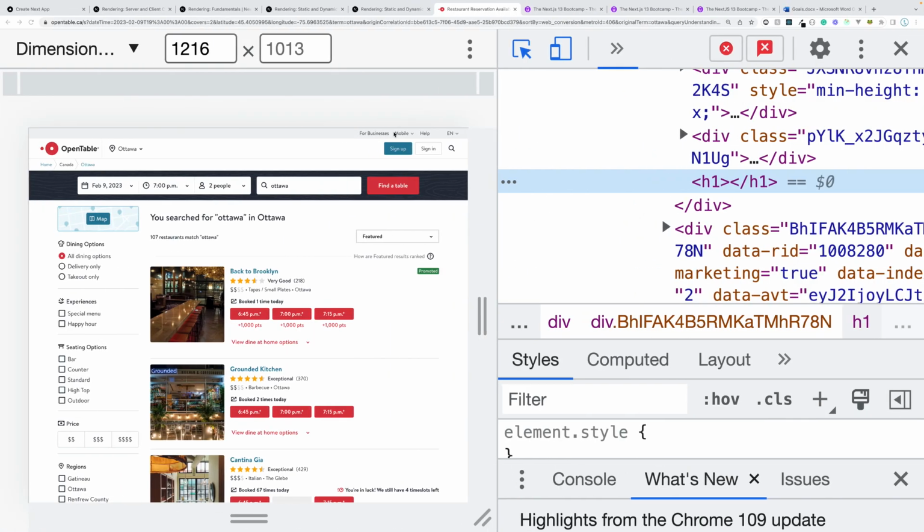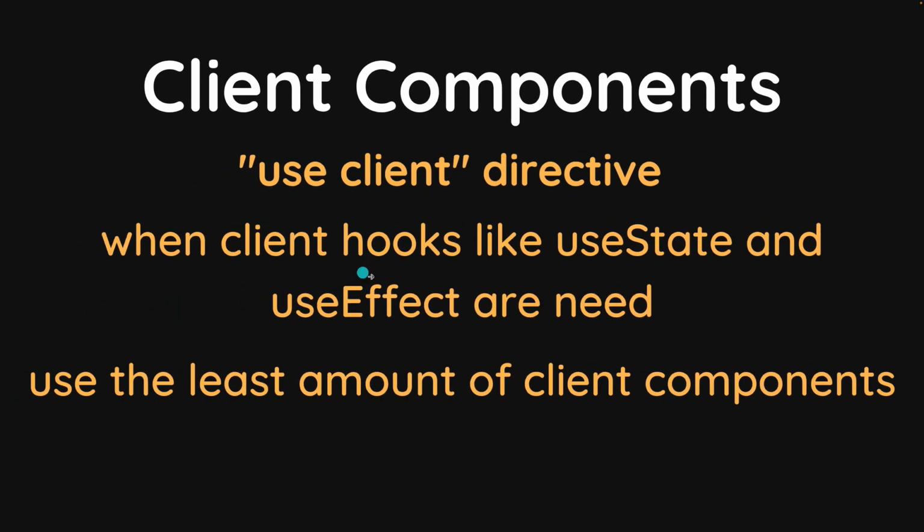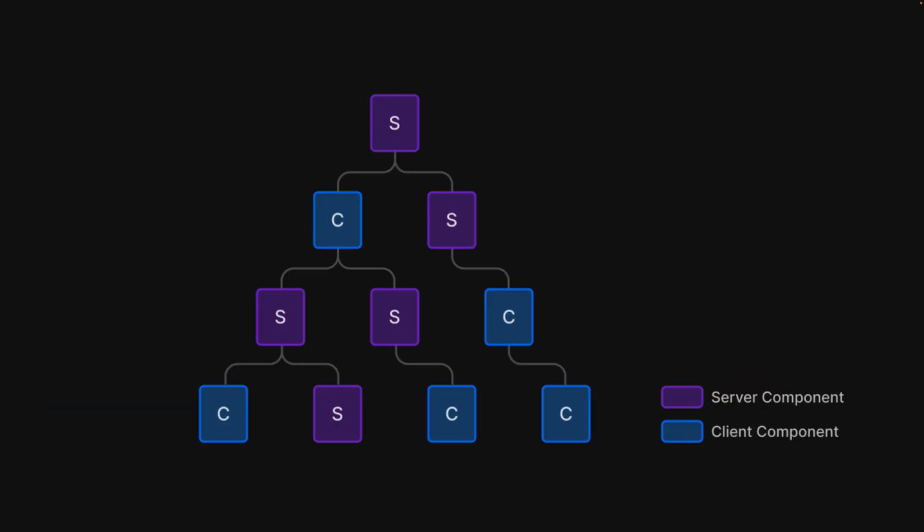All right. So when do you want to use it? You want to use client components when you want to use client hooks like useState and useEffect. And the overall goal is to use as small an amount of client components as possible. So that's the overall goal here. Now, of course, you can always mix and match. You can have a server component over here, and this server component can render a client component. And then over here, another server component can render another server component, and then a client component, and so on and so on. So you can see that we can do all of these different things.